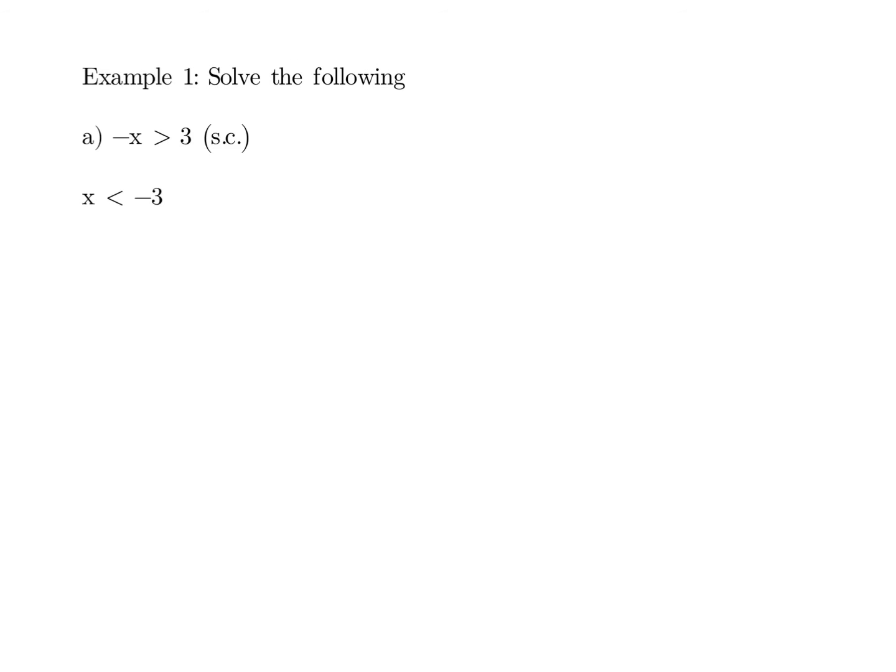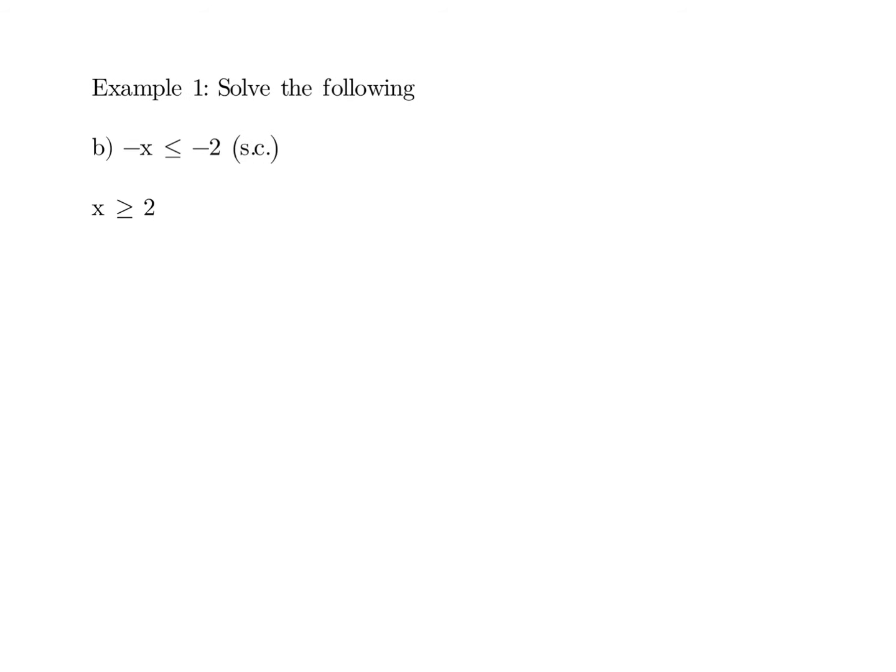So the negative x greater than 3, we do a sign change. That means the negative x becomes positive x, the 3 becomes negative 3, and you change the inequality from greater than to less than. So we get x less than minus 3 is the solution.